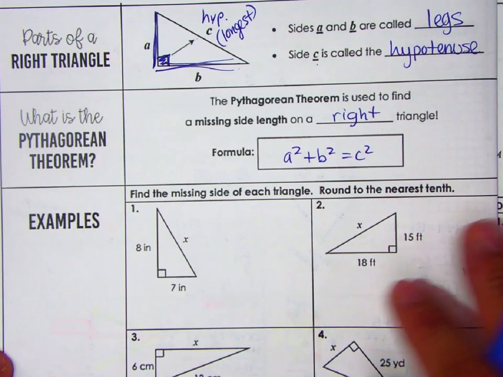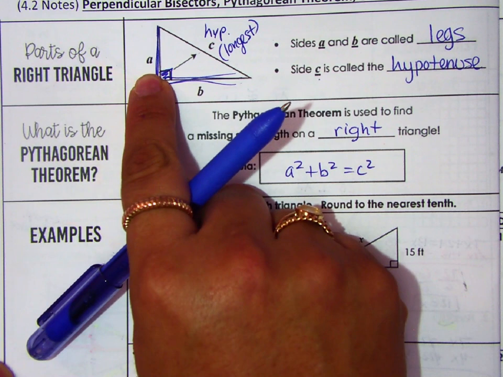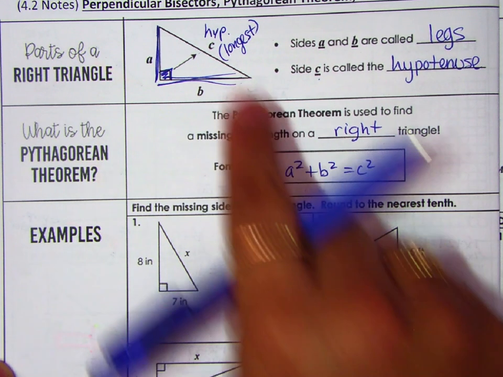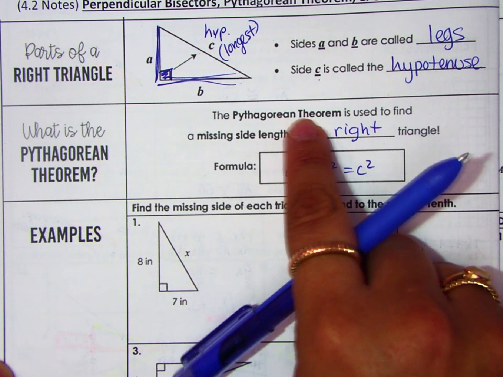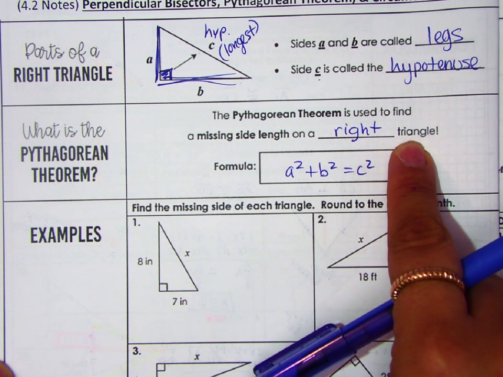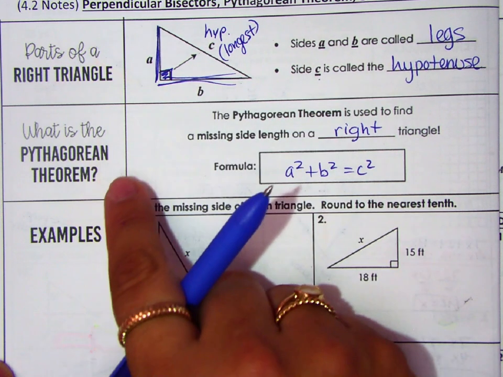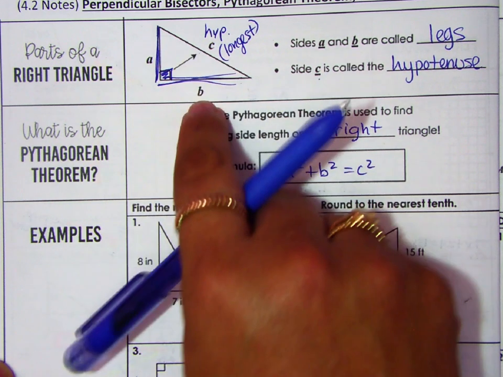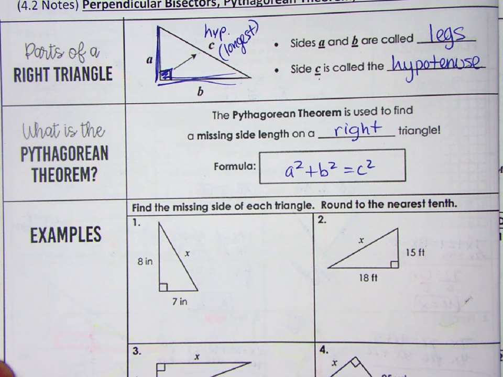The theorem states a squared plus b squared equals c squared. That means that number squared plus that number squared together should equal this number squared. And the Pythagorean theorem is used to find a missing side length on a right triangle. So you could be given A and B and you need to find C. Or you could be given B and C and you need to find A. Or missing B and you need to use A and C to find that.